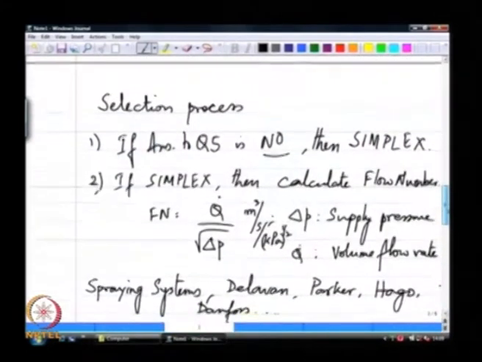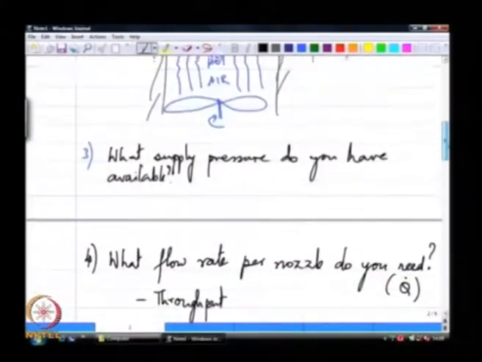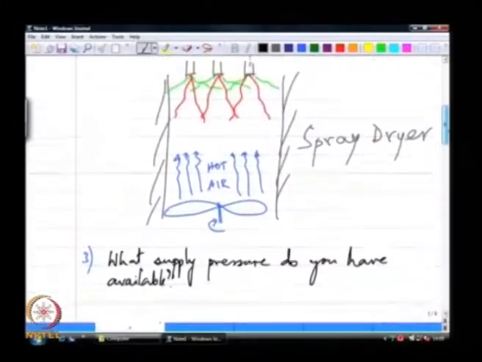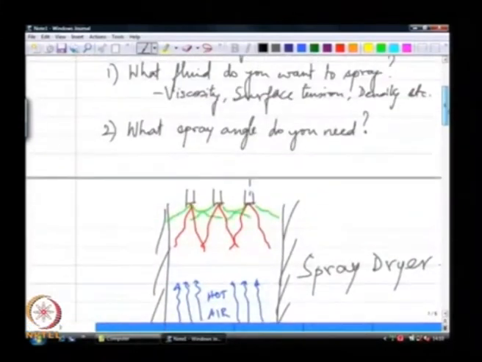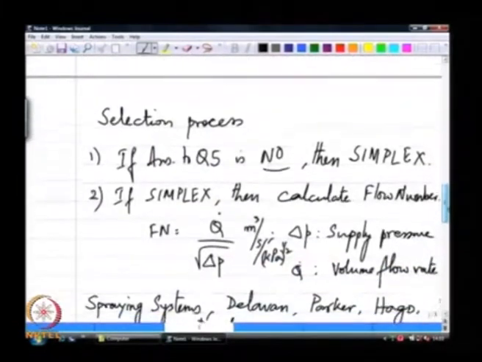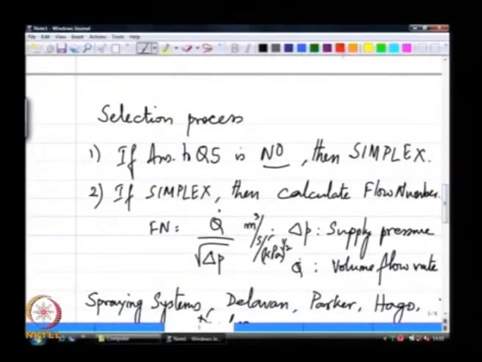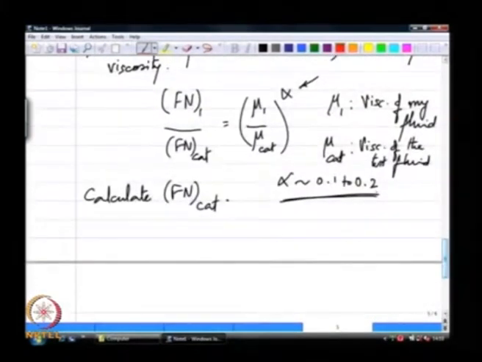So, the first question to go after is 5. Once you have that, use the answers to question number 4 and 3. So, we are starting with 5, we have gone to 4 and 3, and then we come to 2. So, in this step number 2, we have used question 4 and question 3. Once you know your flow number, we will use question 2.